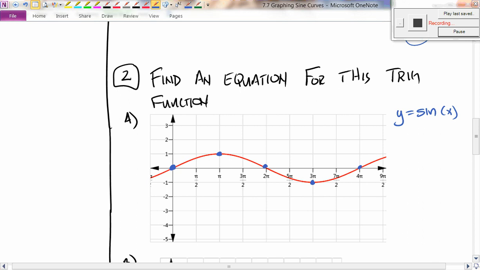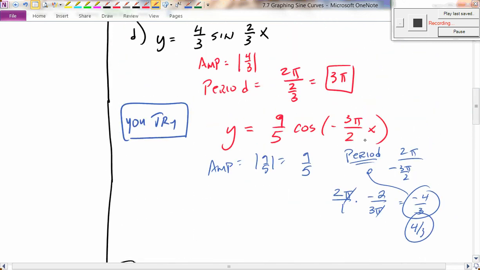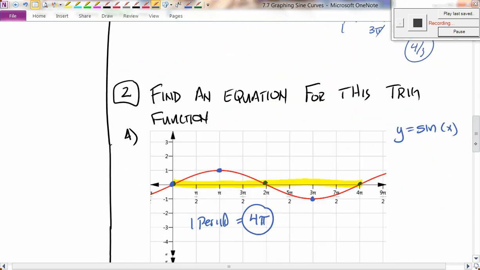Then I have to ask myself, okay, is there a period going on? And yes, there is, right? Check it out. All of this is one period. So one period is equal to a distance of 4 pi. That's the period. Can't you tell? One period is equal to a distance of 4 pi. But 4 pi is not the number that goes in the equations, right?